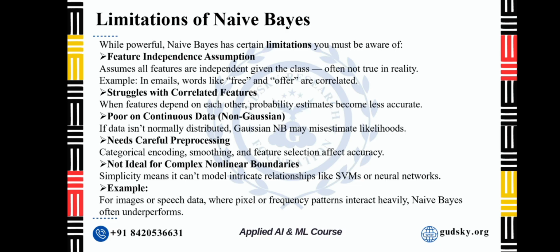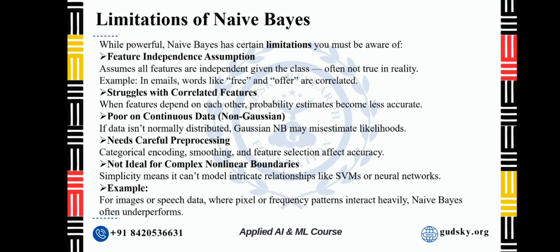Not ideal for complex and non-linear problems. It can't model intricate decision boundaries like SVMs or neural networks can. For example, in text data, naive Bayes can perform brilliantly. In image or speech data, it struggles since those patterns are deeply correlated and nonlinear. So, while naive Bayes is a great baseline, for complex problems you'll need more advanced algorithms. So these are the limitations of naive Bayes.